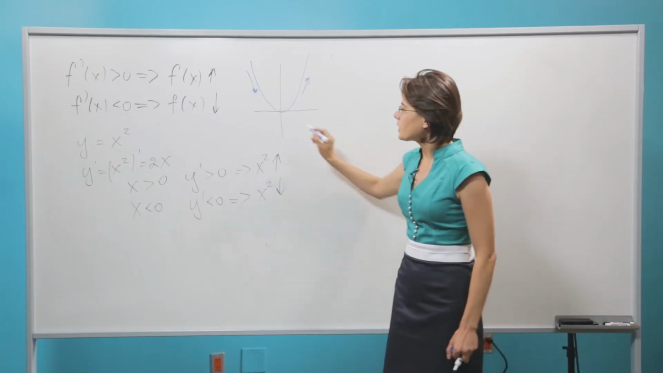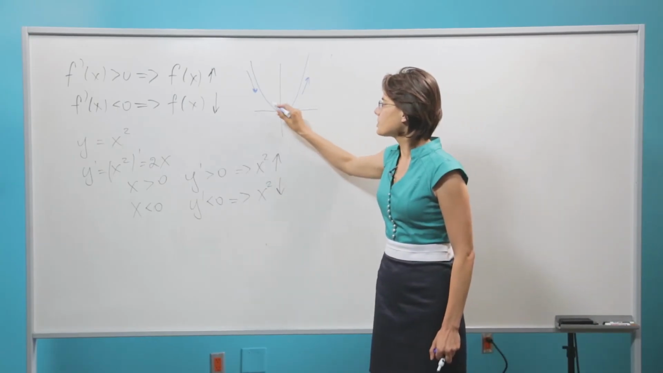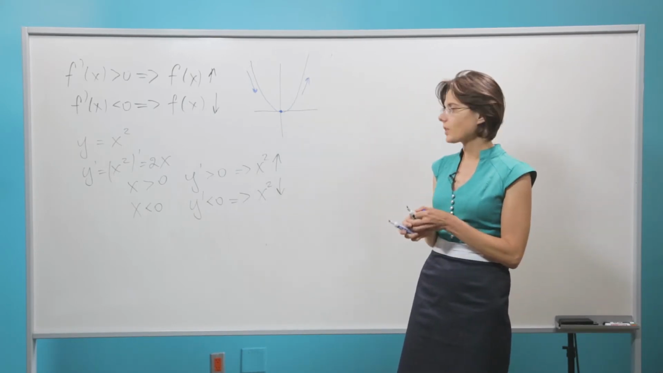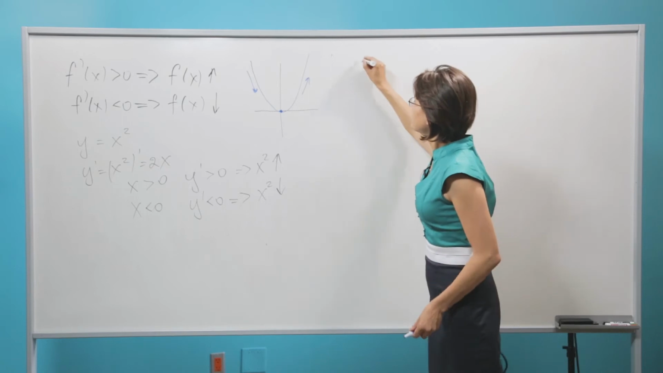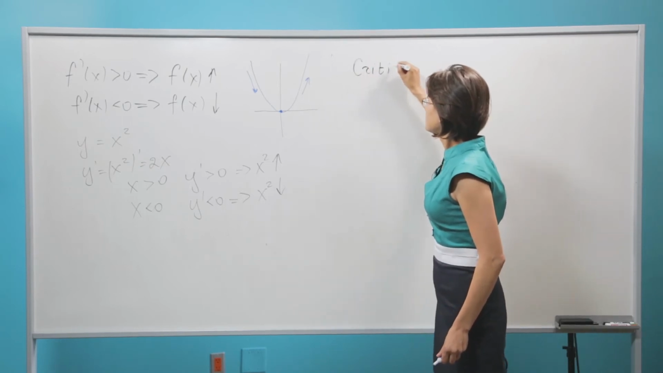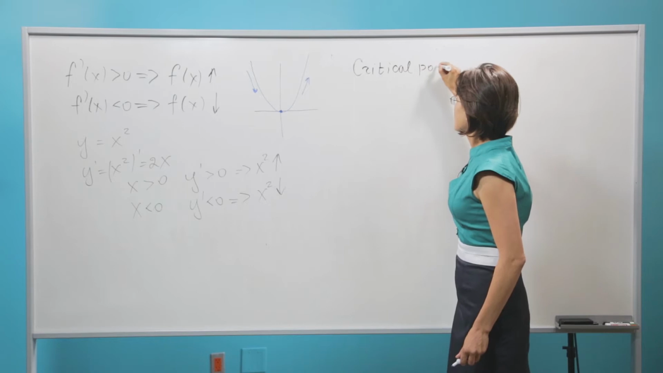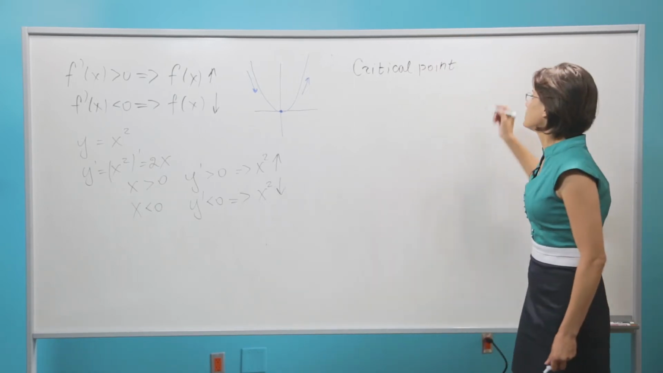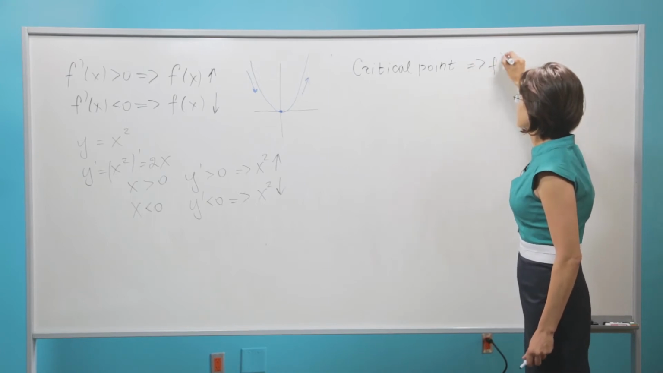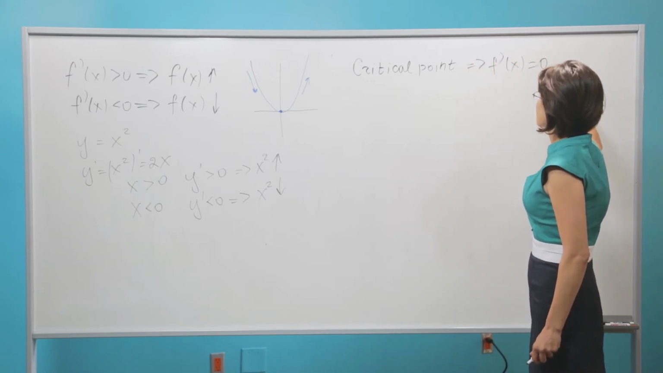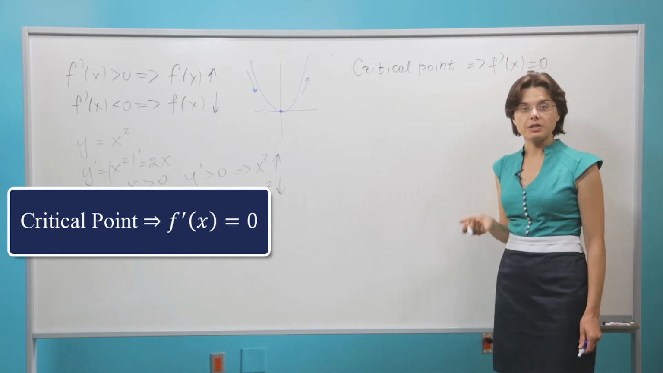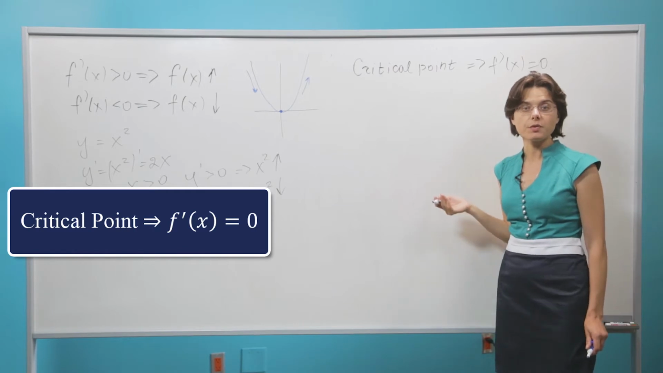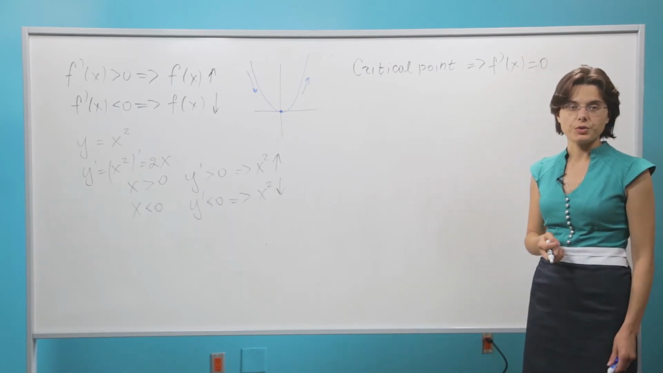Now, this point where a function changes from decreasing to increasing, or from increasing to decreasing, is called a critical point. So a critical point is a point at which the derivative is equal to 0. We differentiate the function, make the derivative equal to 0, and all x which give 0 for the derivative of the function will be the critical points.